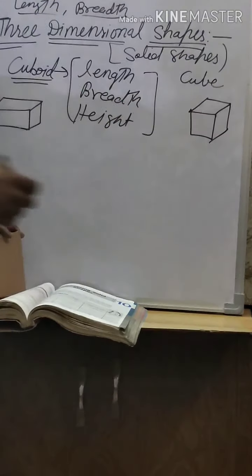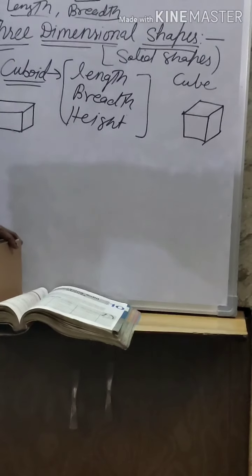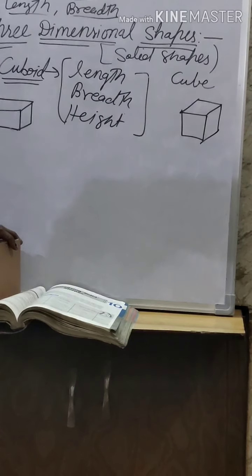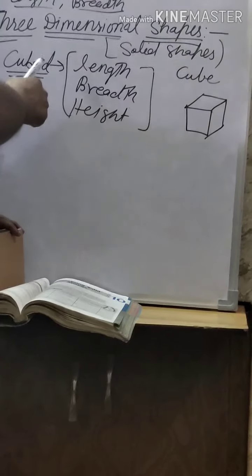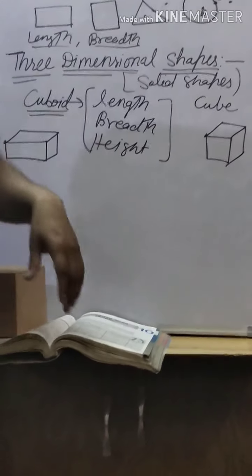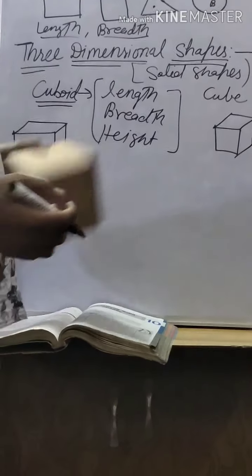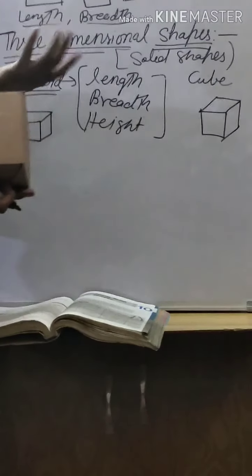The figures which are solid are called three-dimensional. All solid shapes are called three-dimensional figures. A solid shape, for example a cuboid. You can see a solid shape. Solid means it occupies a space inside. If I say this cuboid, it is a solid. It means it occupies a space inside it. But there is no space in this rectangle. What is space? Understand?